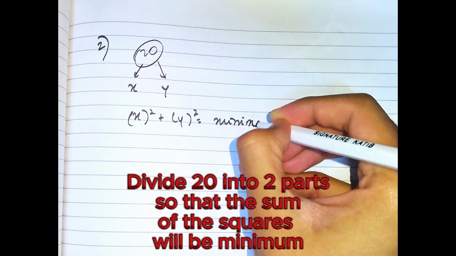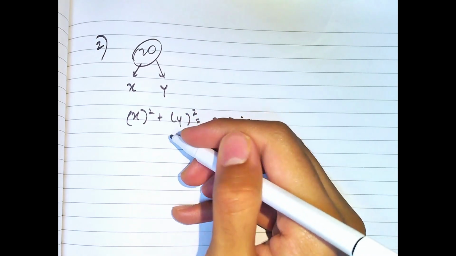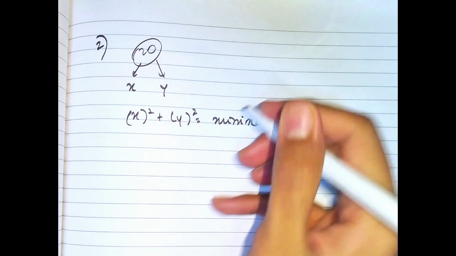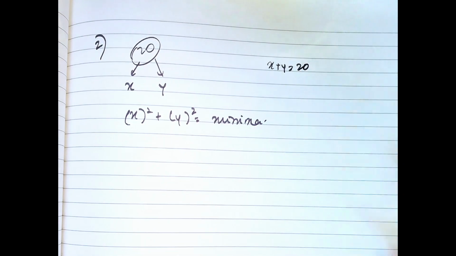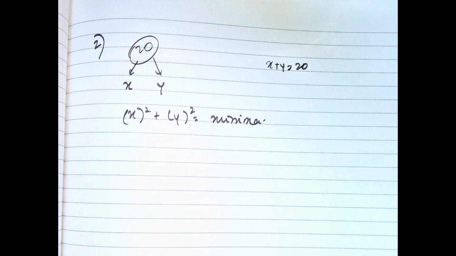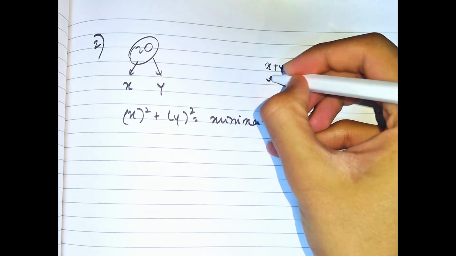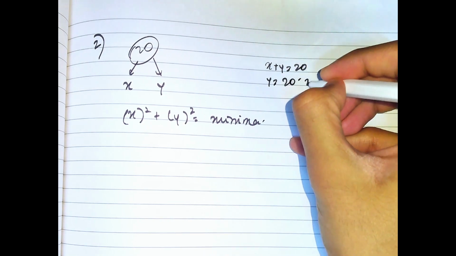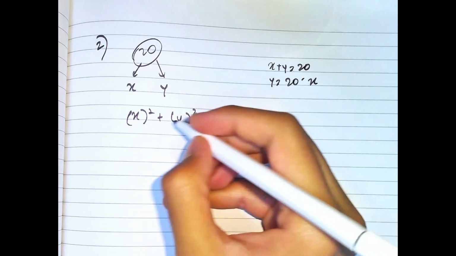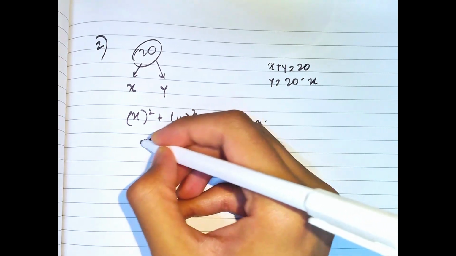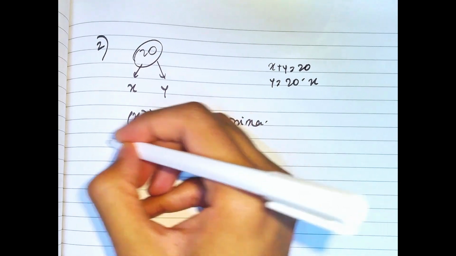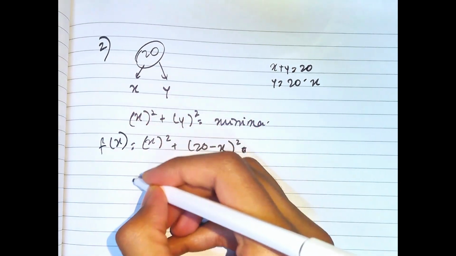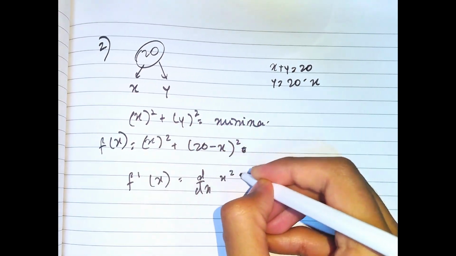Okay, so clearly x squared plus y squared will be my function, but first of all we know that the question is saying x plus y should be equal to 20, because we have divided the number into two parts. So y can be derived as 20 minus x. So instead of writing x squared plus y squared, we can write x squared plus 20 minus x whole squared, which will now be my function. Now let's take the first derivative.